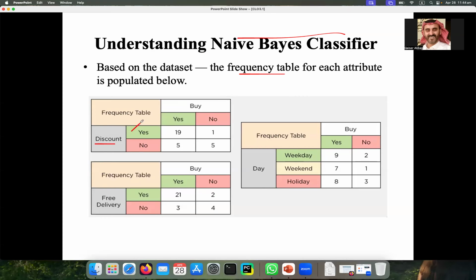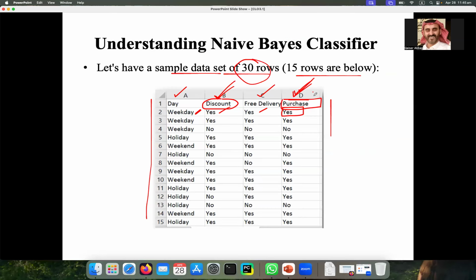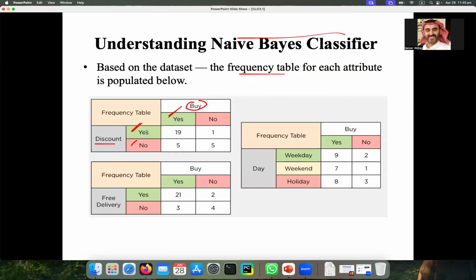When the discount is yes and when the discount is no, are you going to buy? This yes means when the discount is yes, you are also going to buy. Buy means purchase, that column. So when the discount is yes, this is one entry, this is two. Count this: yes, yes, 3, 4, 5. In this way, you will count. When the discount is yes and the buy is yes, how many times? 19 times in that data.